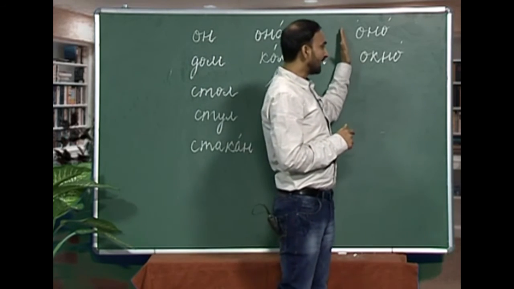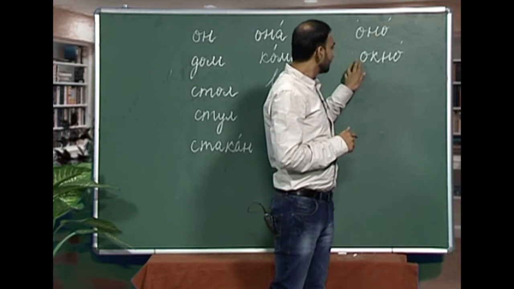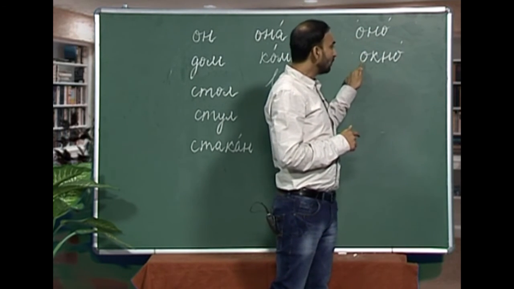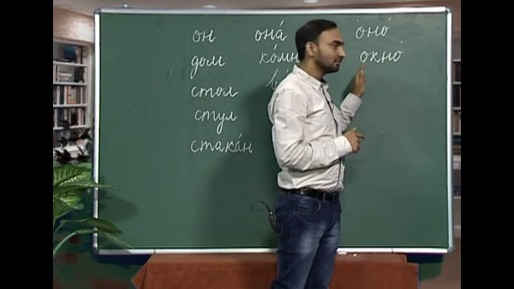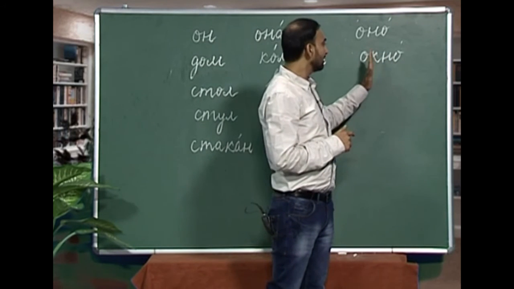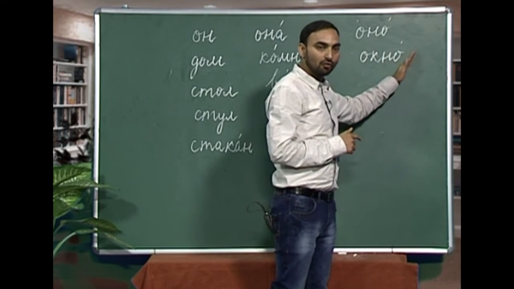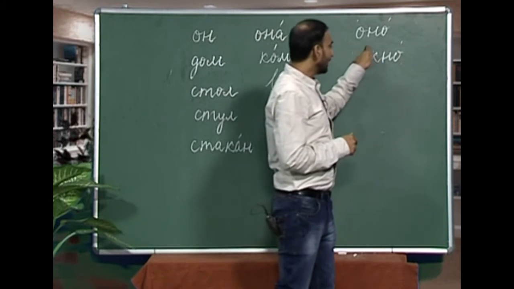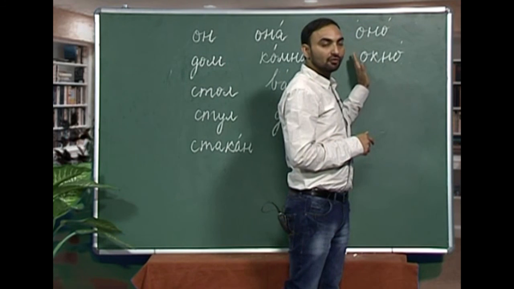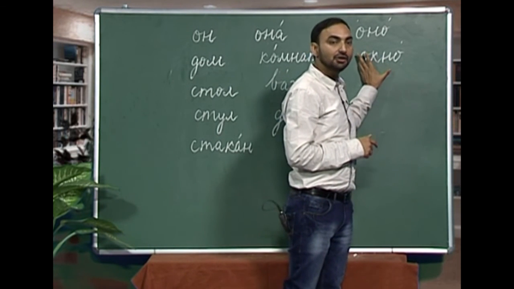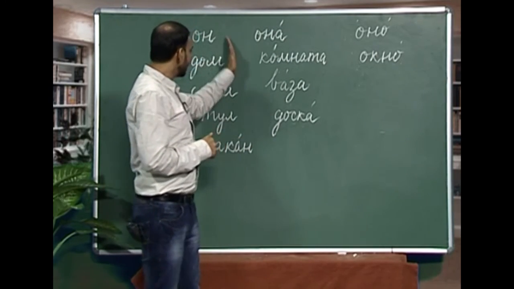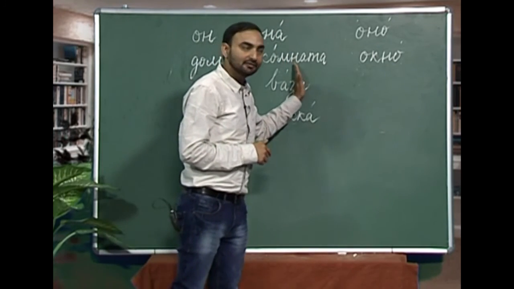The next category that we have is ono. The word that we are doing now is okno, and stress is on the second O. Okno. Again, if you notice, this word ends with an O. So, all the words ending in O are neuter gender nouns. So, there are 3 genders in the Russian language: masculine, feminine and neuter.